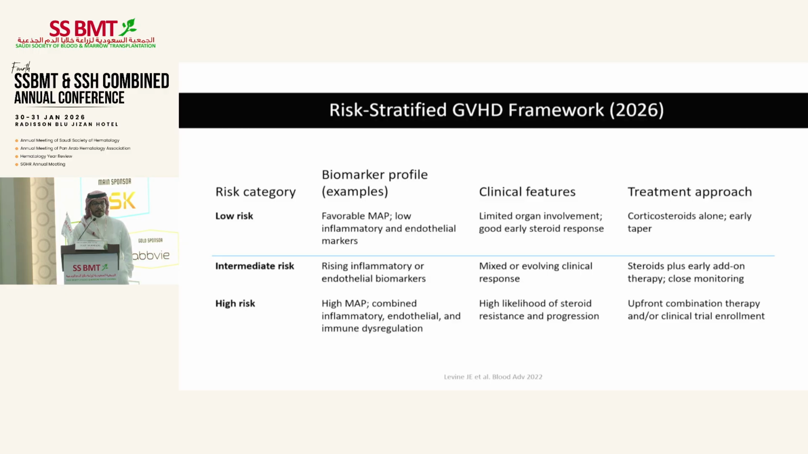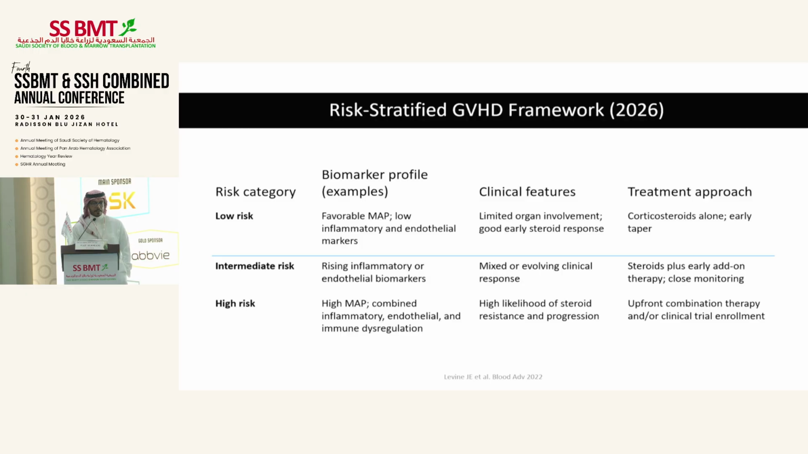For the intermediate risk, you will have an intermediate MAP and rising inflammatory or endothelial biomarkers. In this population with an intermediate MAP score, steroids plus early add-on therapy might be better compared to waiting for steroids to fail, which is likely to happen in a significant proportion of patients in this category.